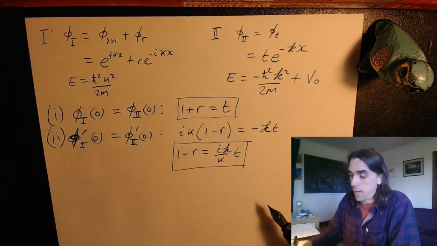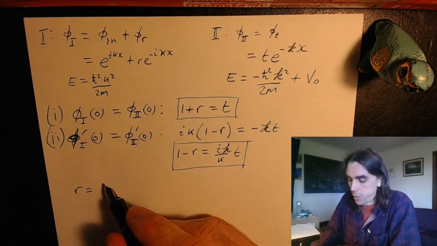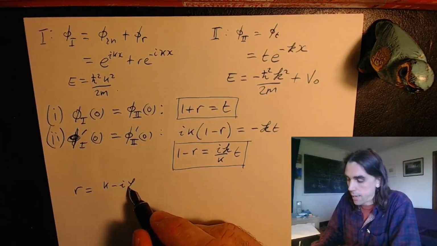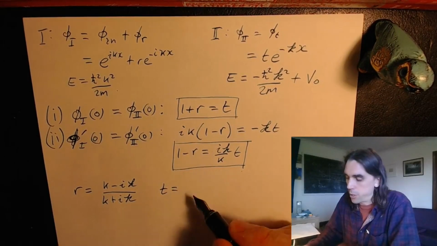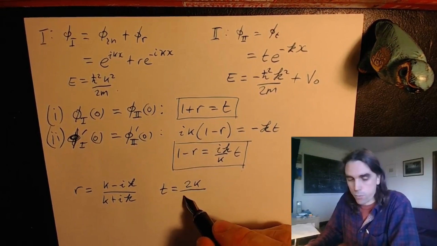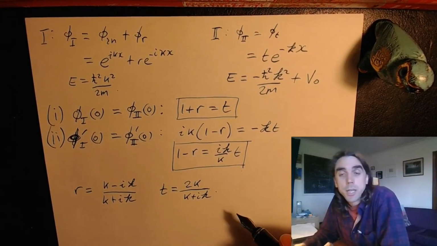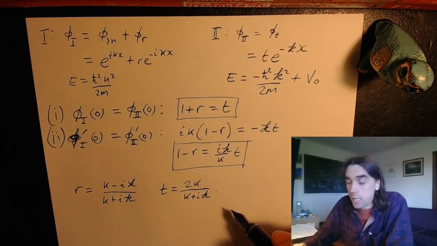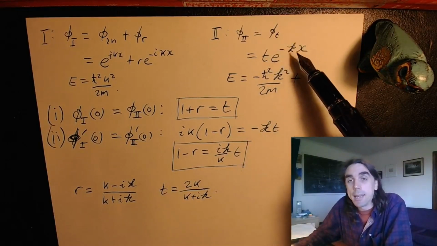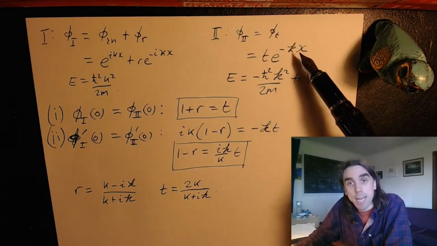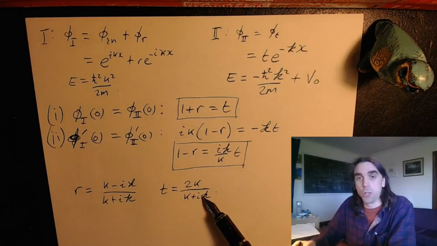And using these two equations, we can derive the amplitude for reflection, which is k minus i kappa over k plus i kappa, and the amplitude for transmission is 2k over k plus i kappa. In fact, if you compare to the results we got for the case that energy was greater than V0, you'll see that all we've really done is change what was e to the i k prime x to e to the minus kappa x. We've just changed i k prime to minus kappa, and if you make those substitutions you'll find you get the same results.